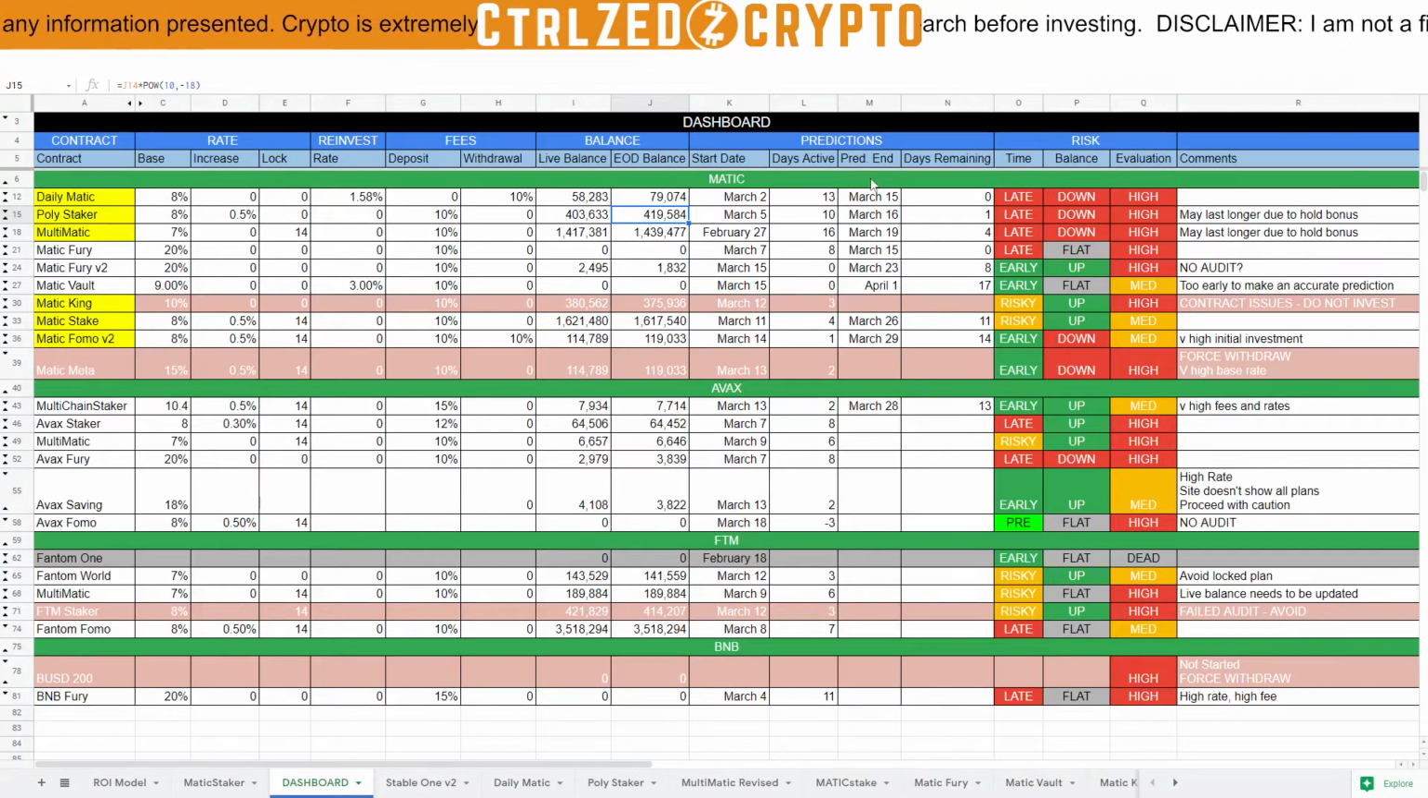But I think that roughly around the 16th, 17th of March, people are going to realize that the balance is dropping and they should cut their losses or get money out before it's too late. But it'd be really interesting to see what actually happens in reality.